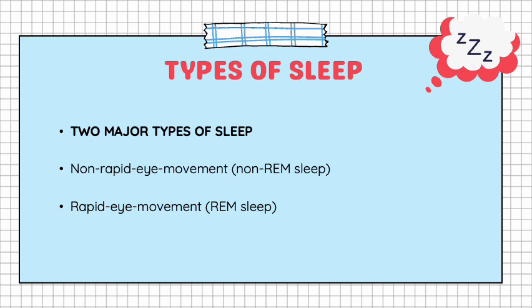Hello, this is Seth Hernandez, and I'll be going over the different types of sleep as well as the sleep cycle itself and the different steps. Two really important major types of sleep that we're going to be going over are non-rapid eye movement, non-REM sleep, and rapid eye movement, REM sleep.